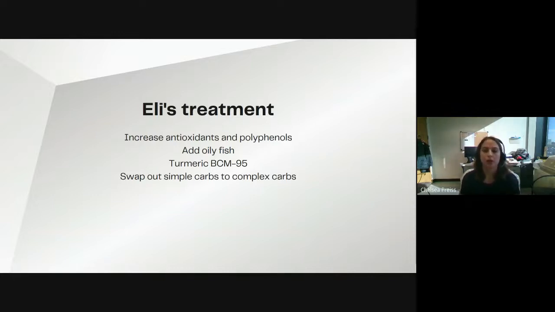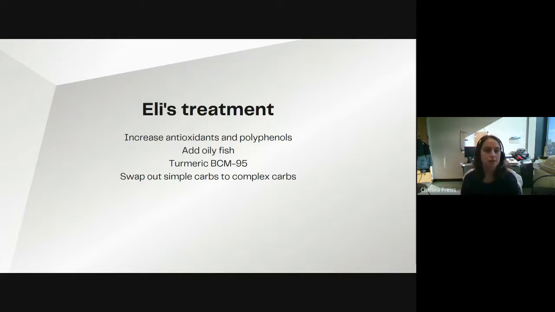So for his treatment, we increased antioxidants to help decrease his reactive oxygen species, and we did this by increasing polyphenol content. So we added in blueberries, leafy greens, and sweet potatoes. And I don't want to say that he was resistant to change, but he was hesitant to change. And so for him, we just went really slow and added one thing at a time until he felt comfortable making his meals and adding these new foods in.